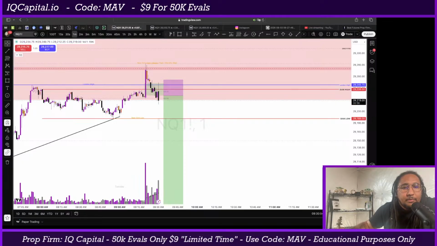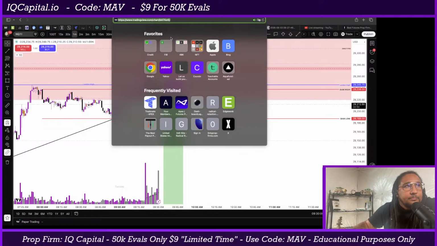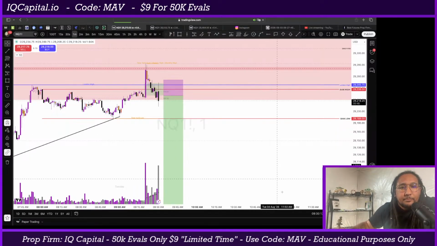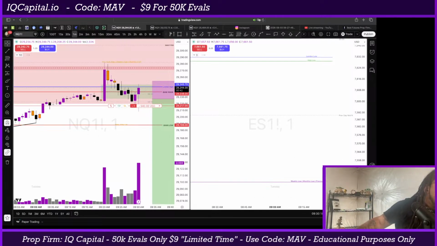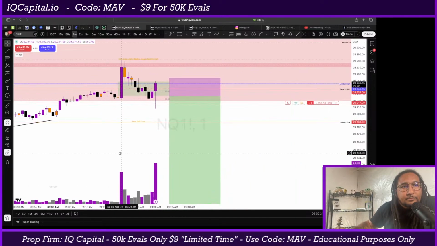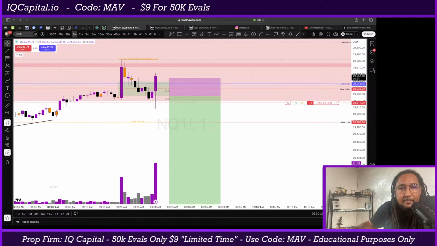So let's see. So here we are at the open. So it looks like it's trying to manipulate higher there. And it looks like it's just going to want to go straight up here at the open. And I think it's going to get us out of there just on that one.